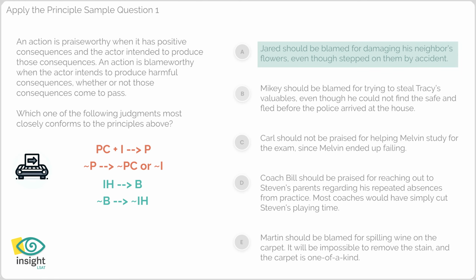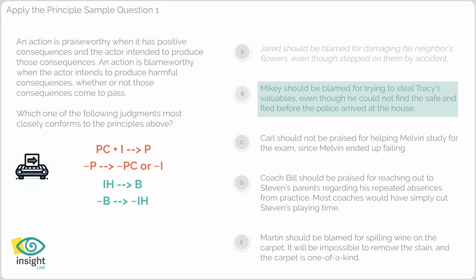A. Jared should be blamed for damaging his neighbor's flowers, even though he stepped on them by accident. So we have a B for blame, but only one of our if-thens leads there. It's this one. And we would need IH, or intending harm, for that. But Jared stepped on the flowers by accident. No intention to harm. This is not a good application of that principle. This answer choice is out.